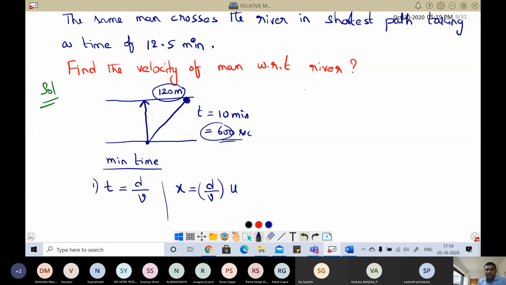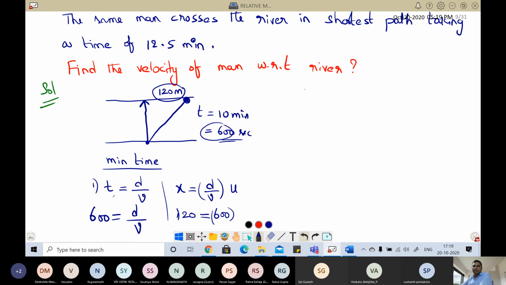Anyway, now I'll write here itself. Time is given as 600 seconds, so 600 is equal to distance, which we don't know, divided by this velocity, which we also don't know. This is called man's effort. Now here drift they gave as 120 meters. So 120 is equal to d by v, which is time, that is 600, into u.